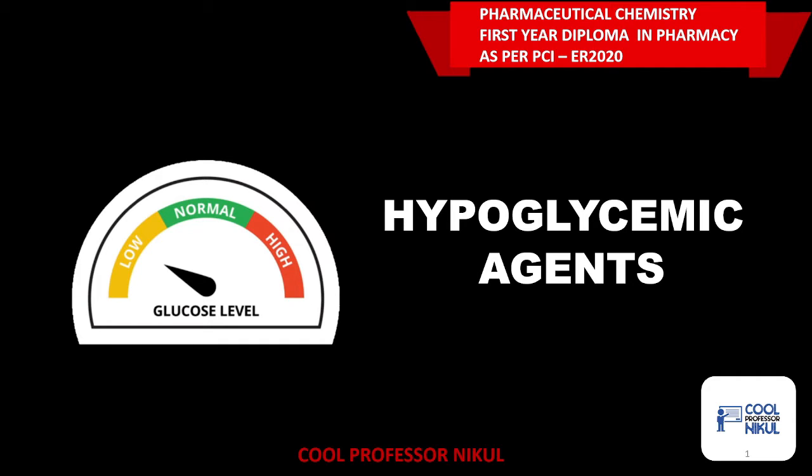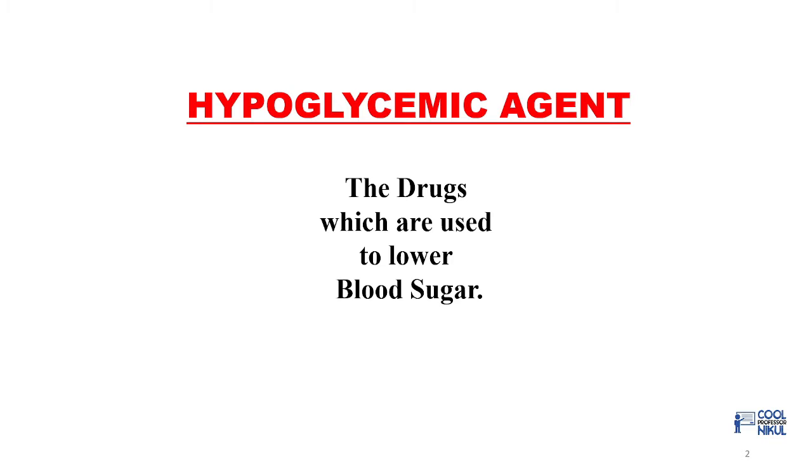So today in this video lecture we'll be discussing hypoglycemic agents as per the Pharmaceutical Chemistry first year diploma in pharmacy as per PCI ER 2020. So what is a hypoglycemic agent? They are the drugs which are used to lower the blood sugar level. So these are called hypoglycemic agents.